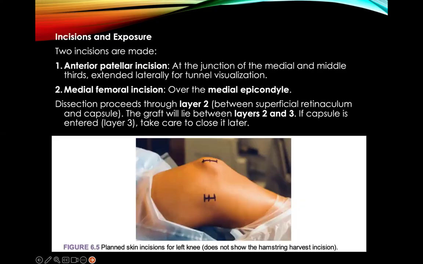Then after harvesting the graft, you have to make two incisions. One is the anterior patellar incision, second is the medial femoral incision. The medial one is centered over the medial epicondyle. It is dissected between layer 2 and layer 3, and the graft that we take lies between layer 2 and 3. If layer 3, that is the capsule, gets opened by fault, then you have to take care to close it later to avoid postoperative knee stiffness or arthrofibrosis.